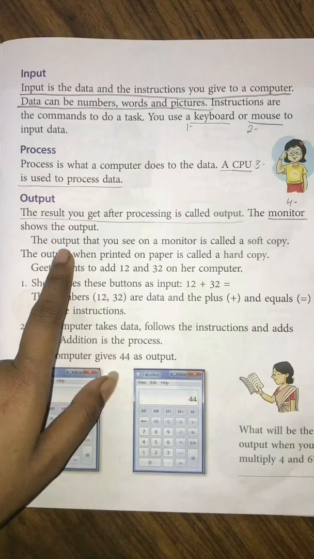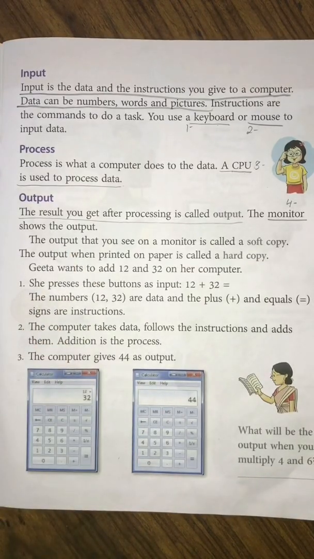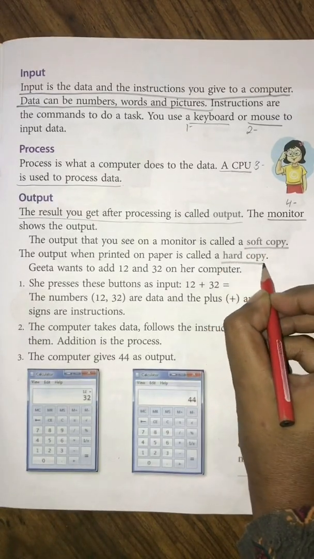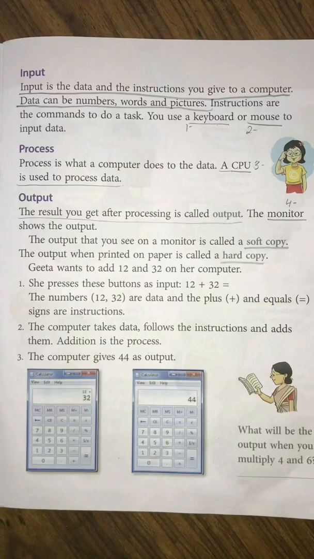Now this is another point. The output that you see on the monitor is called a soft copy. This also you have to study, children. This is very important. The output that you see on a monitor is called a soft copy, whereas if you take the output printed on paper, it is called a hard copy.